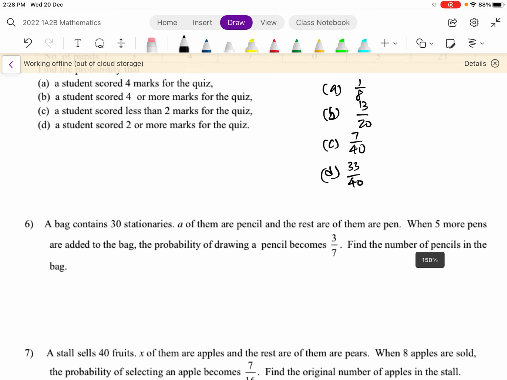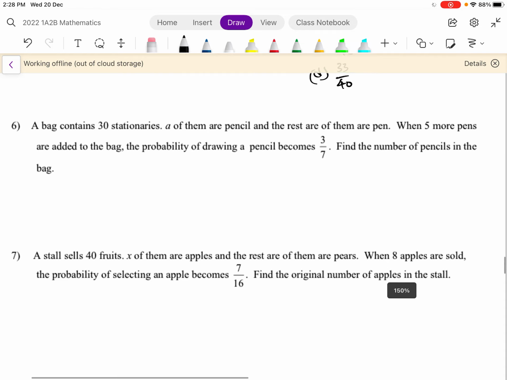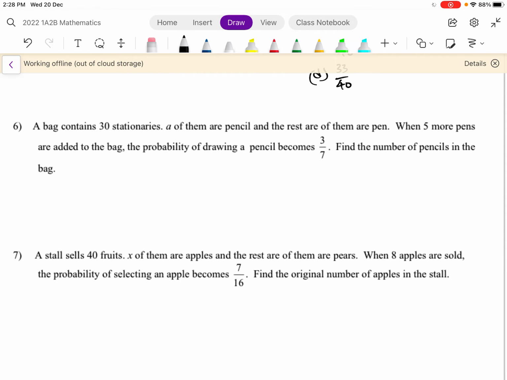Okay, so let's go on to question 6, where we find that we have algebra involved in our probability questions. Nothing too complex, so let's take a look. A bag contains 30 stationery, so A of them are pencils, the rest are pens. When we add 5 more pens to the bag, the probability of drawing a pencil becomes 3 over 7. So find the number of pencils in the bag.